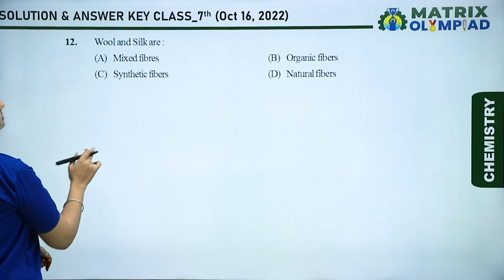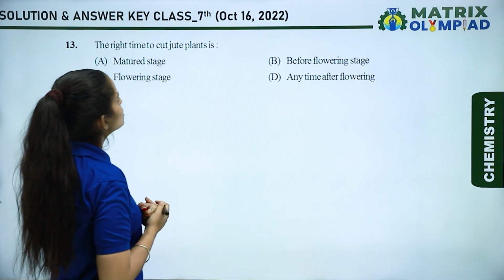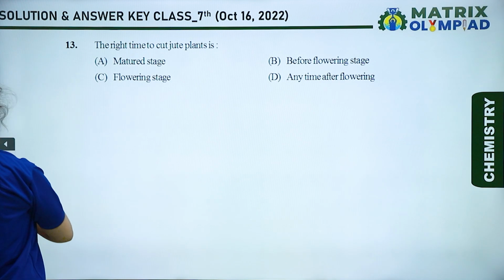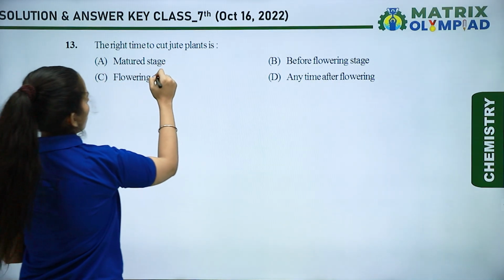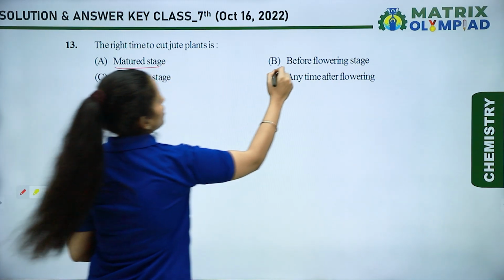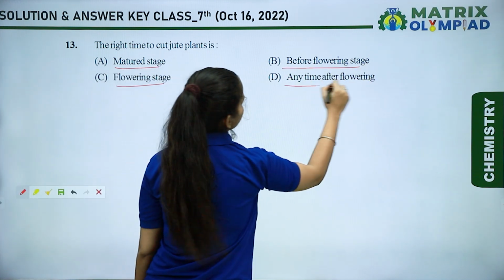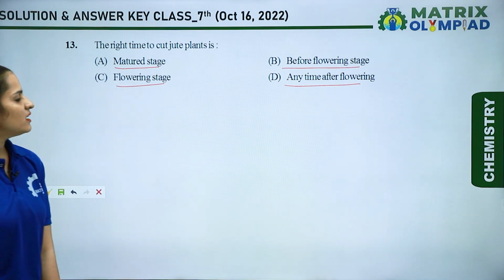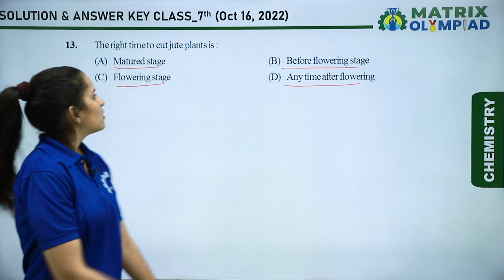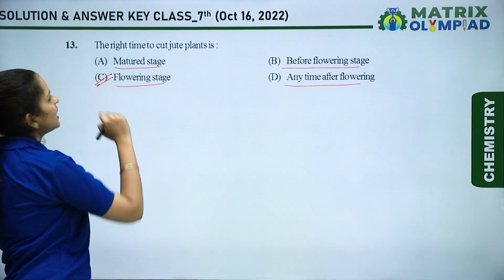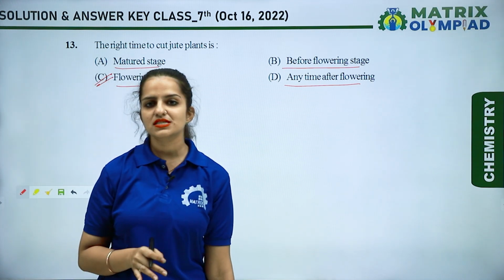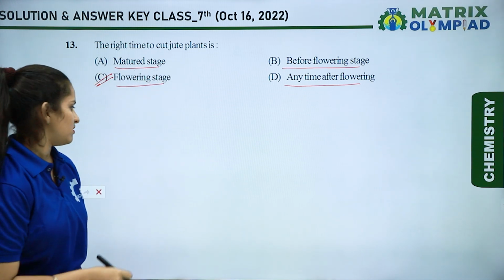The next question is, the right time to cut the jute plant is: option A, mature stage. Option B, before flowering stage. Option C, flowering stage. And option D, any time after flowering. So here the correct answer is the flowering stage. We cut the jute plant at its flowering stage. So option C is correct here.